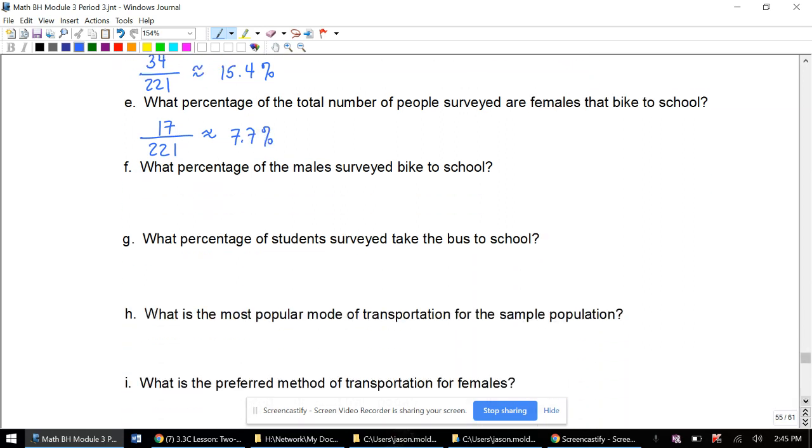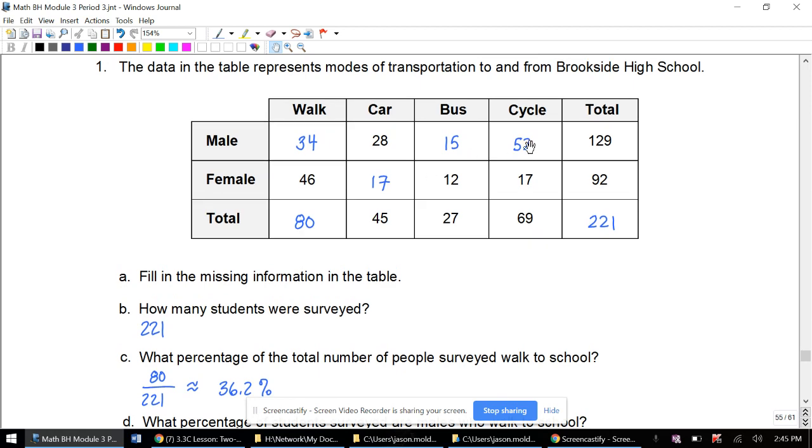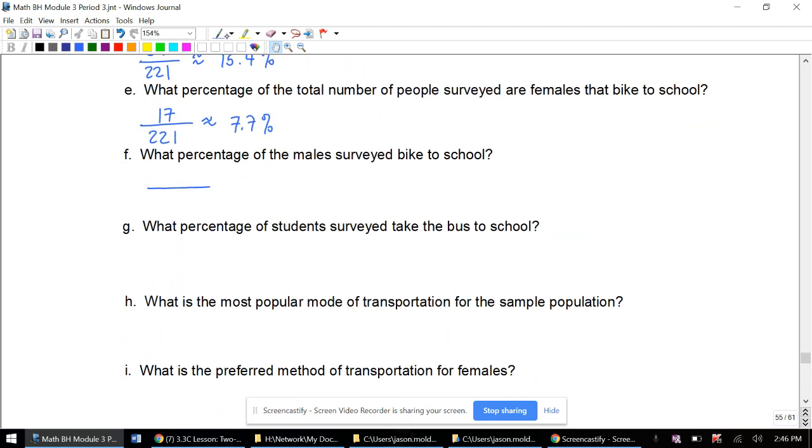What percentage of the males surveyed bike to school? So the number of males was, let's go all the way up here, 129, and bike to school was 52. Which was 40.3%. What percentage of students surveyed take the bus to school? We have 221. And the number of students that ride the bus to school was 27.